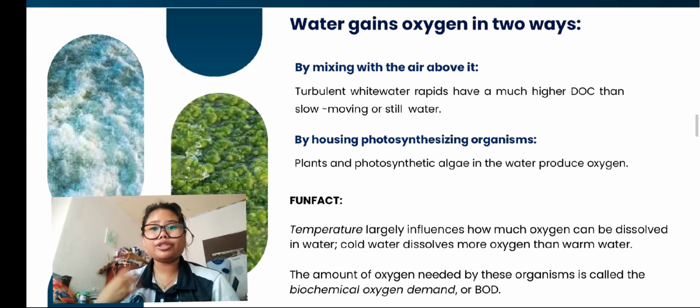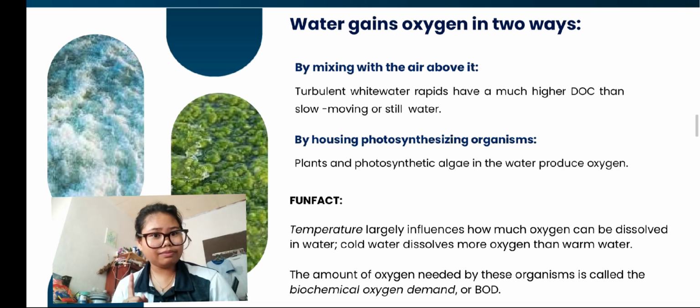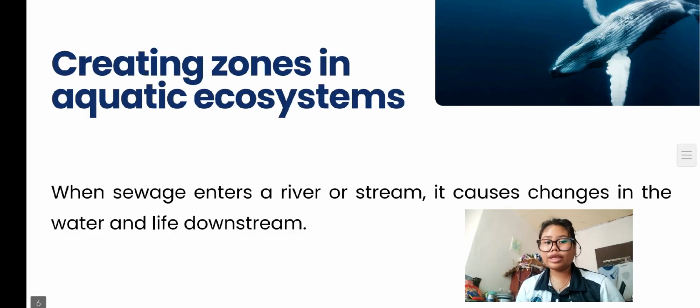And that is the total opposite for still water, like ponds, like the Twin Lakes, especially during calm weather. Because of this, oxygen levels tend to be lower near the bottom, when sunlight and water movement are minimal. In such areas, decomposing organic matter can further use up oxygen, creating zones of low dissolved oxygen that can stress or harm the aquatic organisms living there. So when sewage enters a river or stream, it causes changes in the water and life downstream.